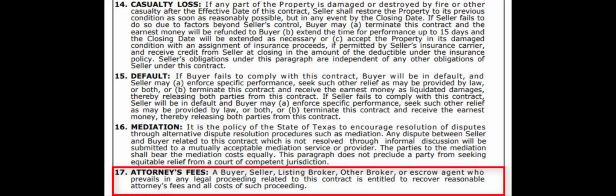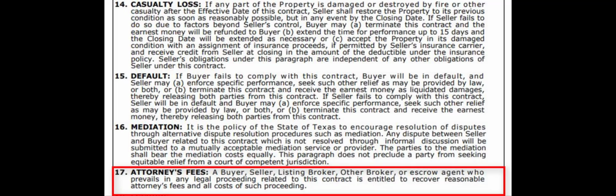So this one's important because as you come down the line for these last three paragraphs, if somebody's in default, they can sue. Before they sue, we'd like them to go through mediation, but if they don't want to, they don't necessarily have to. And then number 17 says that if you lose, you may have to pay for everybody else's legal fees when you sue them.